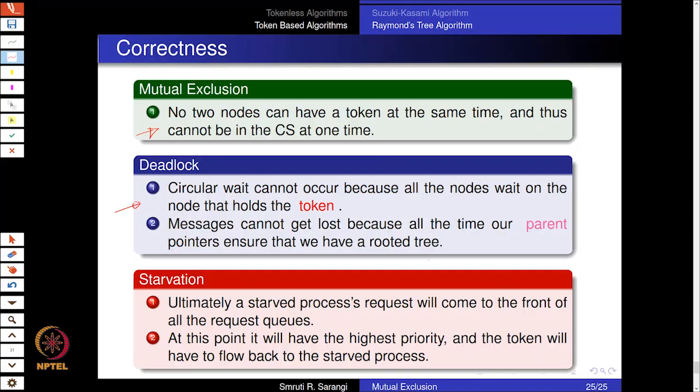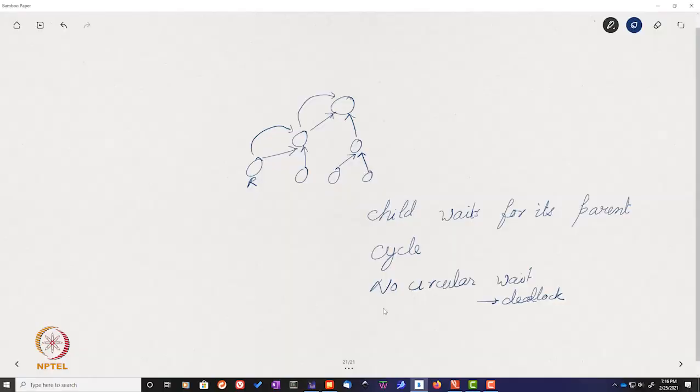So now what was left? Starvation. So ultimately a starved process, this request, will come to the front of all the request queues. At this point it will have the highest priority, and the token will have to flow back to the starved process. So let us take a look at this once again. So let's say that there is one process, let's say this one. So what will happen is that this process, let's call it process X, will insert X in its own queue, send a request to its parent, X will be over here, X will be over here.